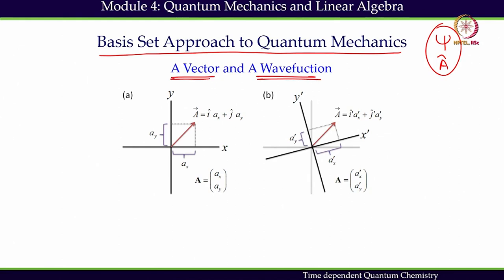In three-dimensional space, a vector is often represented by its components with respect to the xyz axis. For simplicity, here consider a vector in two-dimensional space. This vector is represented by this. Ax is the component along the x-axis, Ay is the component along the y-axis, and these are the unit vectors along the respective axis.